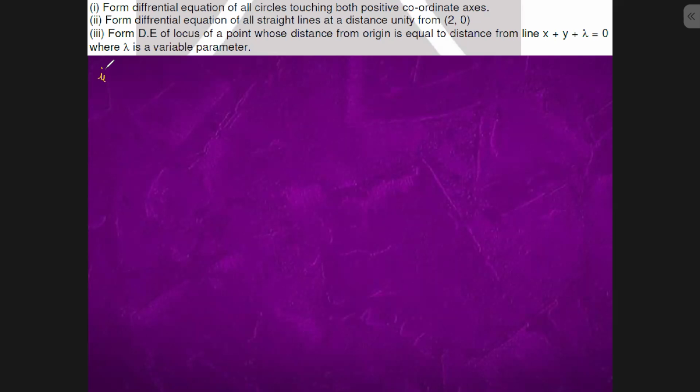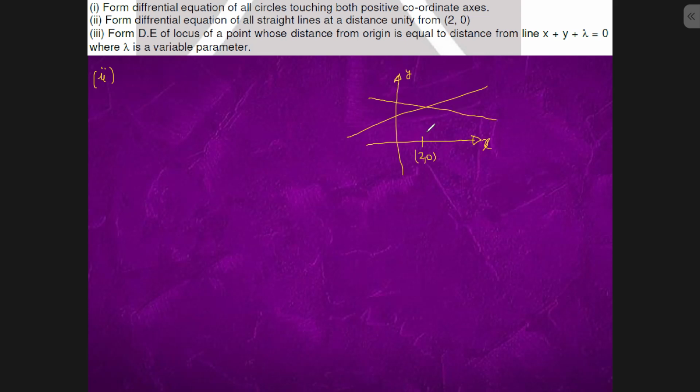Question 2. So we have to form the differential equation of all straight lines at a distance of unity from (2, 0). This is x, this is y. So we have all straight lines which are at unit distance from (2, 0). We may have some lines like this, like this.